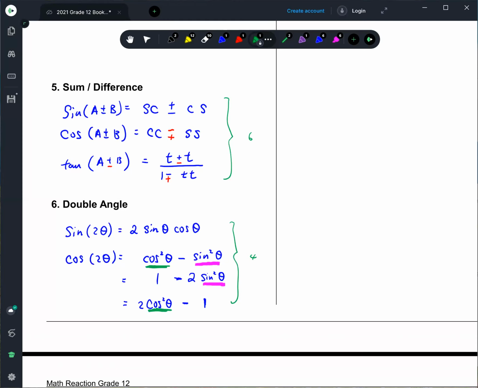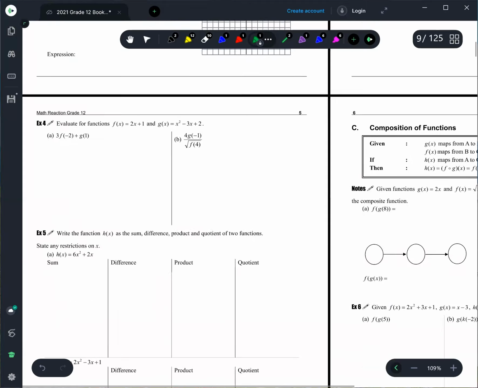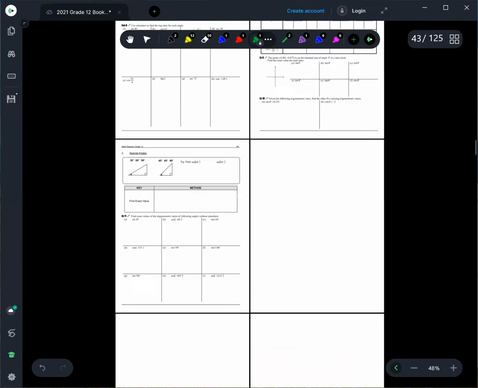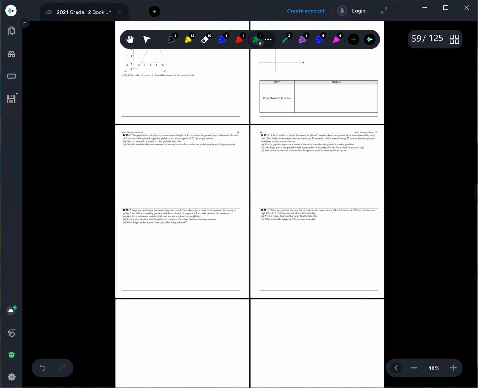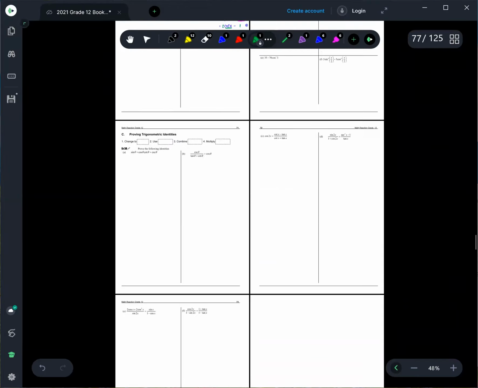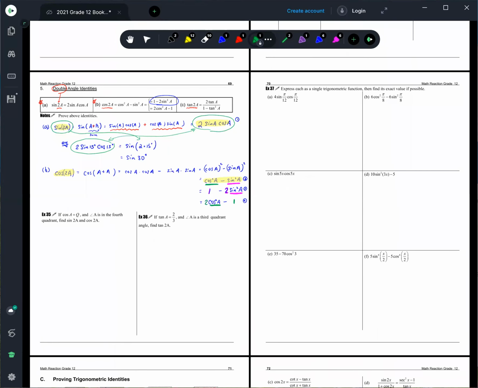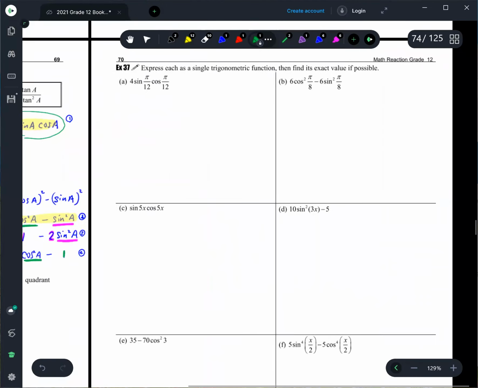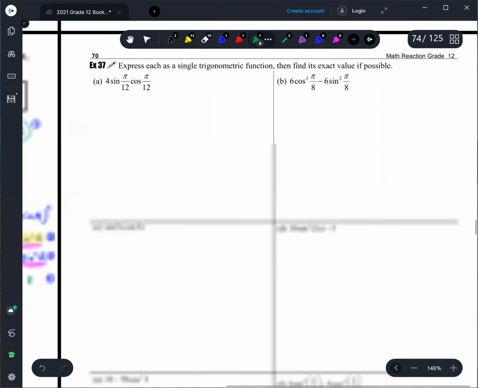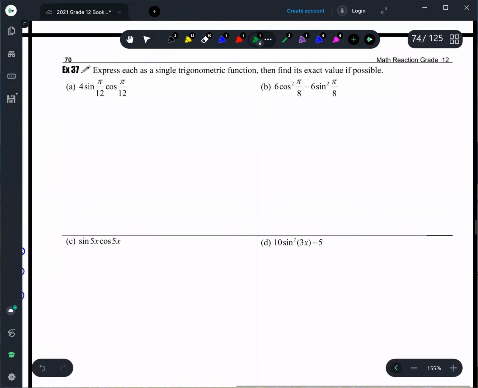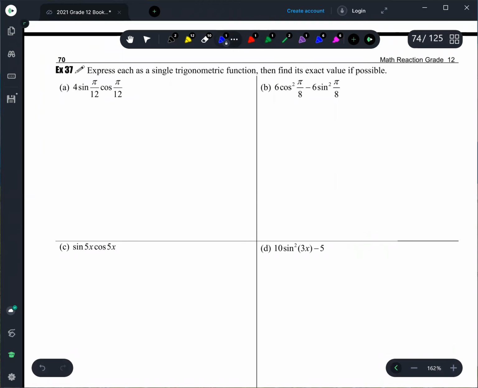I'm done. All right, so let's go to the examples now. What kind of questions can be tested here? Let's look at page 70. That's why you need to remember the identity, because otherwise you keep on looking back, and it takes much longer.